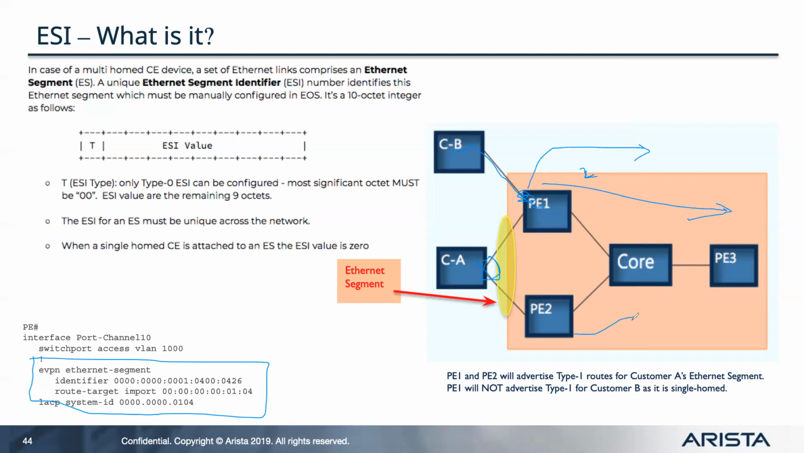What is ESI? Why do we need the system LACP ID to be the same? Why do we need the Ethernet segment identifier? Any question on this? Sure, it's clear for me.